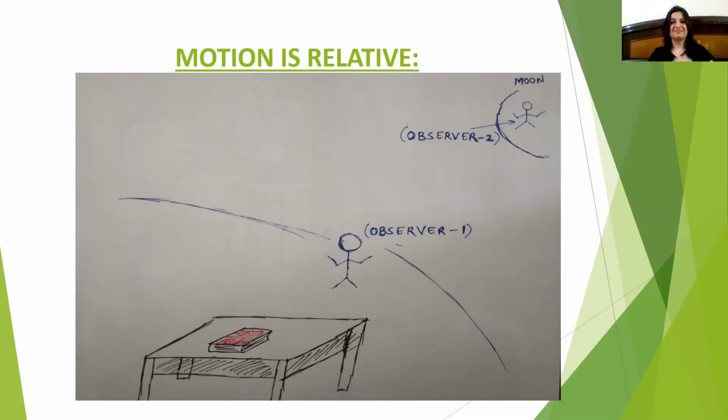Why? Because as we know, the Earth rotates about its axis, and the moon revolves around the Earth. So the relative position of observer 2, who is on the moon, and the book keeps on changing, and because the distance is changing, for observer 2 the book is moving, while for observer 1 the book is at rest. So the same book which is on the table, for observer 1 it is at rest, and for observer 2 it is moving.